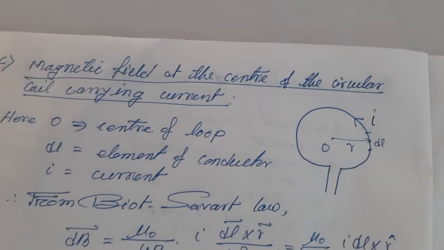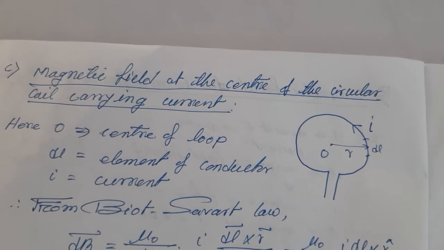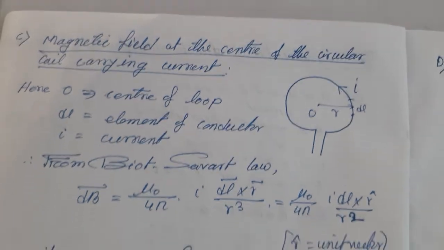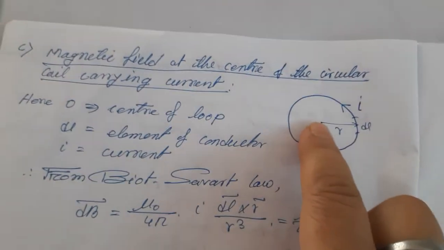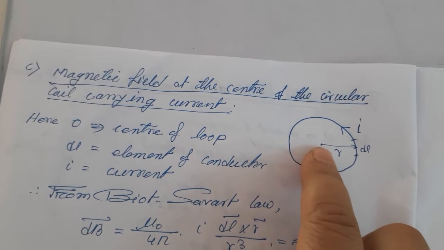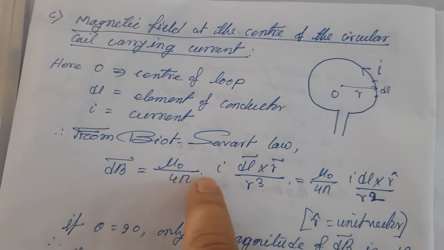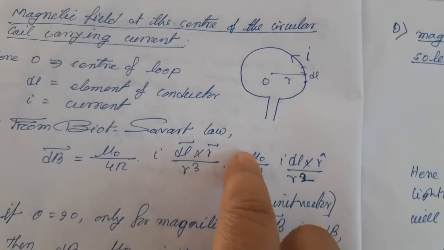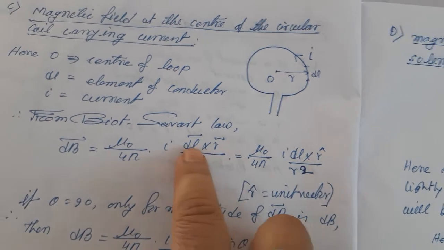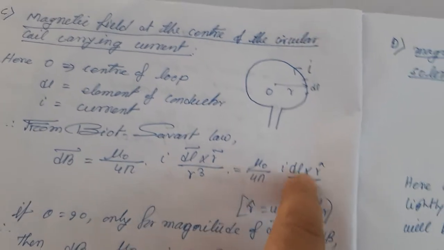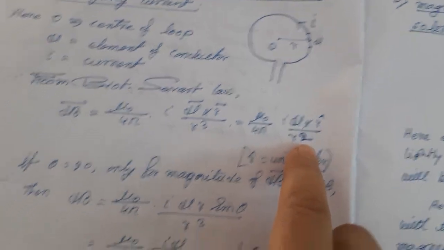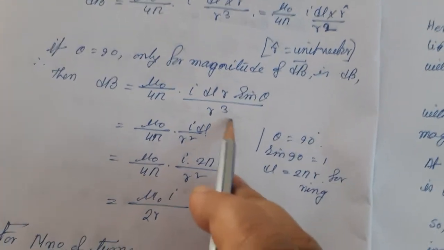So this is the first part, and the next part is the magnetic field at the center of a circular coil carrying current. I have to find the magnetic field at this point. So what is there? By the Biot-Savart law, dB is mu 0 by 4 pi, I dl sine of theta by r square. Look at this, this is the vector term and this is the unit vector, so this is r square. The angle is 90 degrees, so putting in the value, we find this.